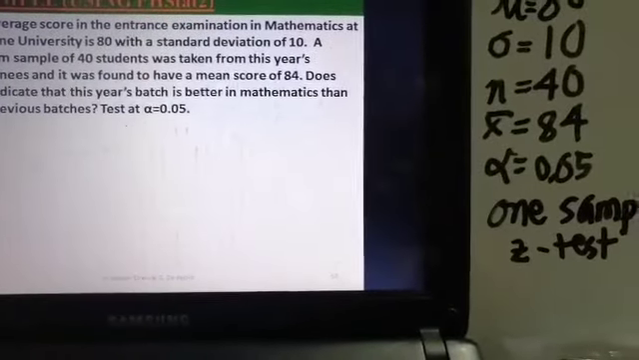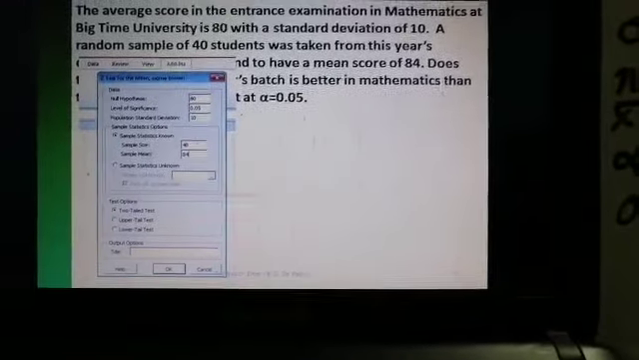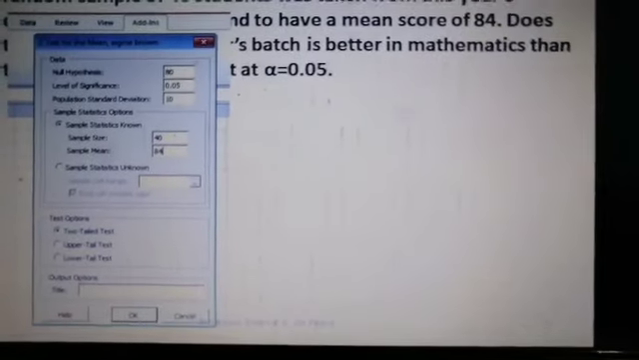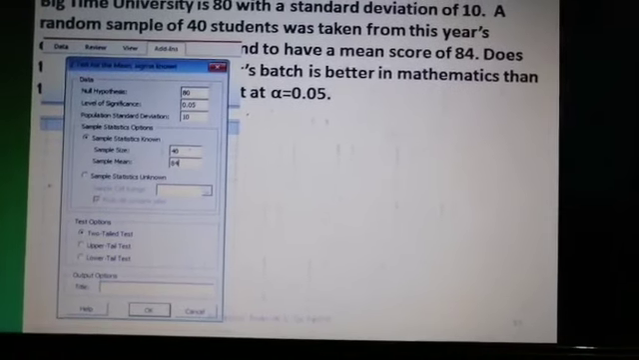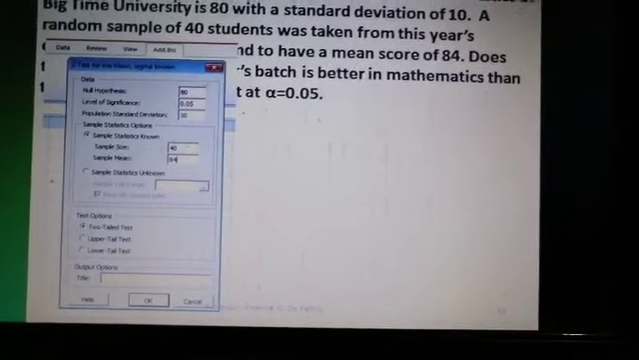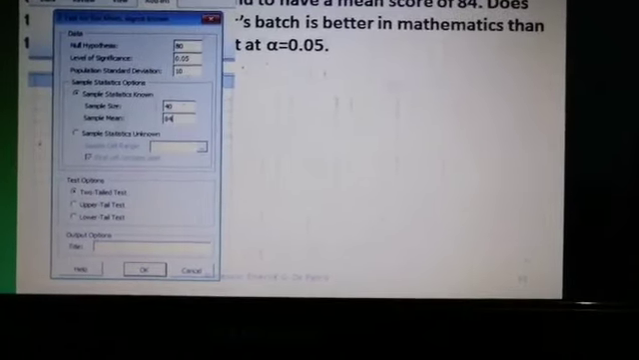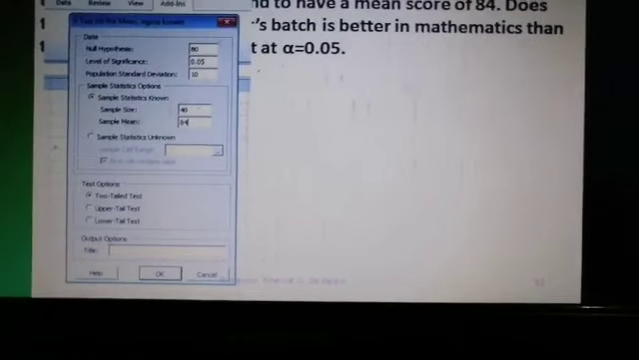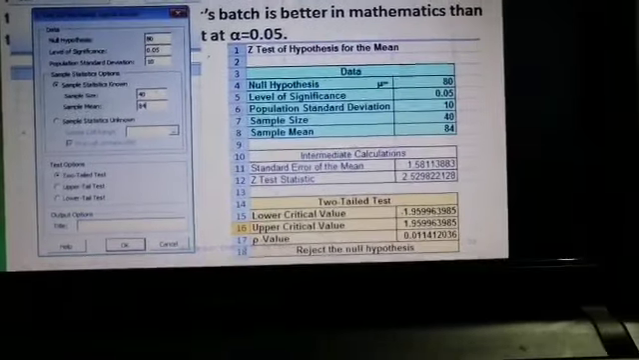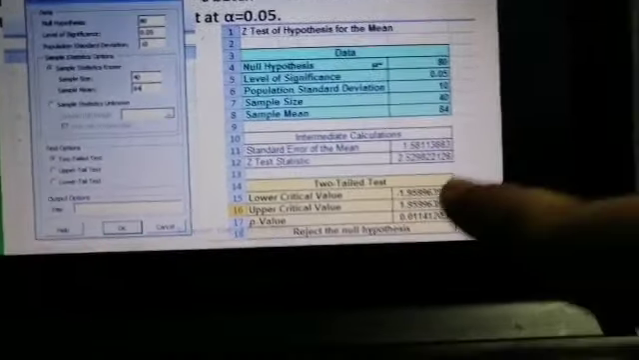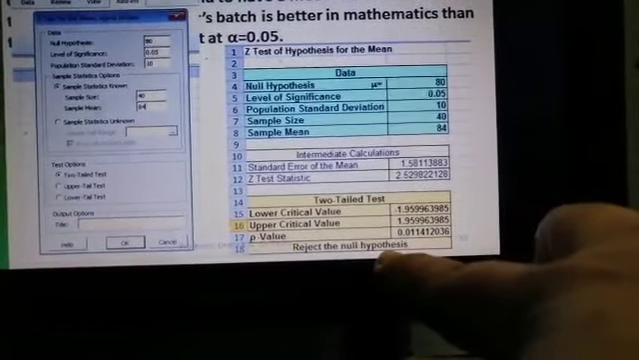So if you do that, it looks like this. We have 80, 0.05, 10, 40, 84. And you tick two-tailed test. You can always write a title for the output. Then click okay. Once you click that, you will have the result. Even the decision is already shown by PHStat.